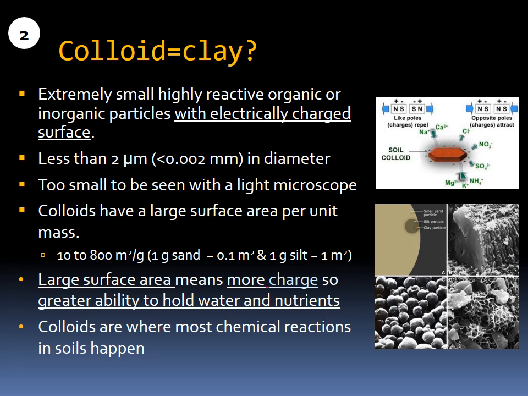Now, colloids have a very high surface area per unit mass. So, for example, a colloid would have a surface area of 10 to 800 square meters per gram. Whereas if you just look at sand, 1 gram would have a surface area of about 0.1 square meter, and 1 gram of silt would have about 1 square meter. So it means that it has a large surface area with charges, so they have the ability to hold water and nutrients, and they provide places for a lot of chemical reactions.